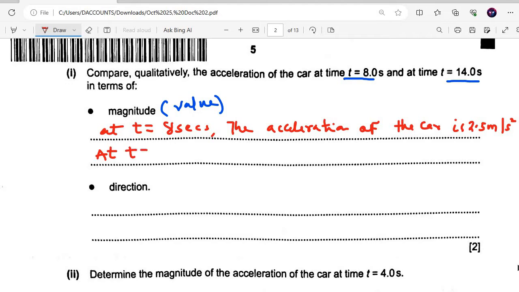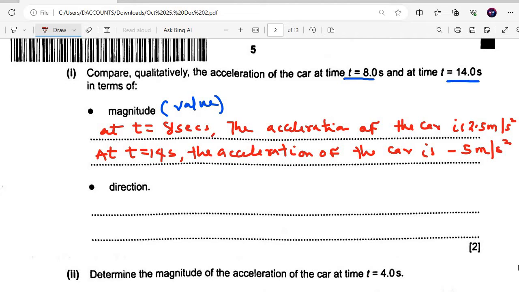At t equal to 14 seconds, the acceleration of the car is minus 5 meters per second squared. That minus has already indicated that it's decelerating. Now direction.